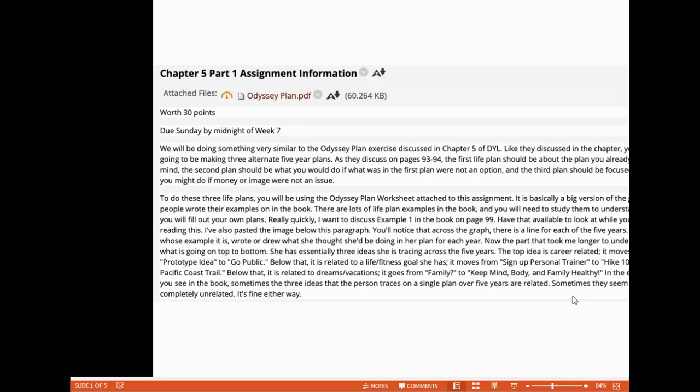Below that is related to the life fitness goal she has. It moves from sign up personal trainer to hike 100 miles Pacific Coast Trail. Below that is related to dreams and vacation. It goes from family to keep mind, body, and family healthy in the examples. Sometimes the 3 ideas that a person traces in a single plan over 5 years are related. Sometimes they're completely unrelated. It's fine either way.